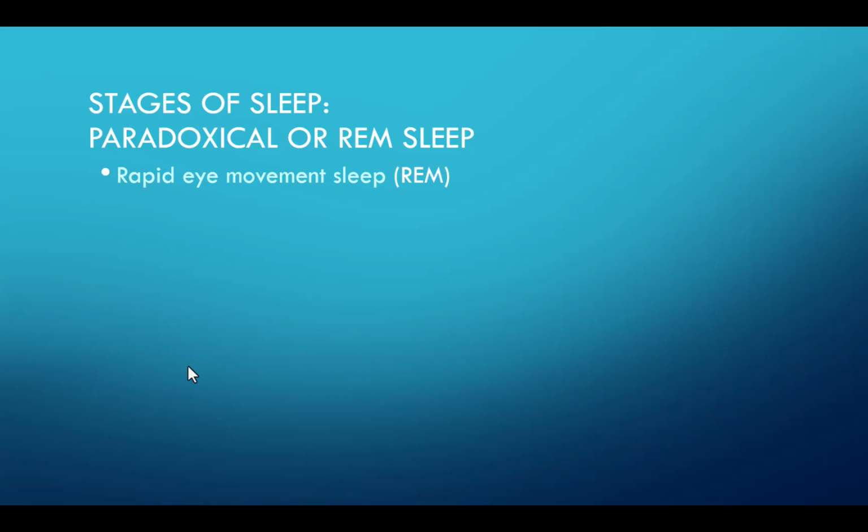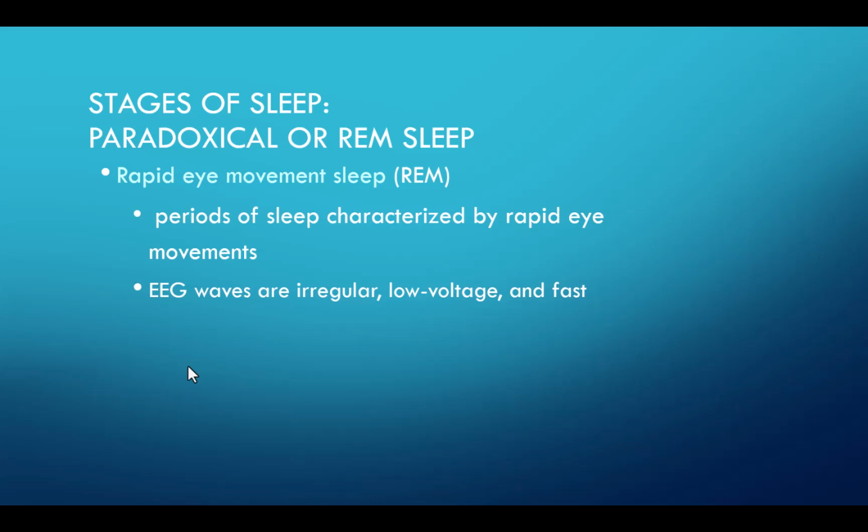So think about a person that is lying very still while they're asleep, but their eyes are twitching, their eyelids are twitching back and forth really fast. That's someone that's in REM sleep. Again, characterized by periods of rapid eye movement. The EEG waves, though, are irregular, low voltage and fast. They more resemble what it looks like when we're awake than it does when we're in a deep sleep. So that's where the paradox comes from.